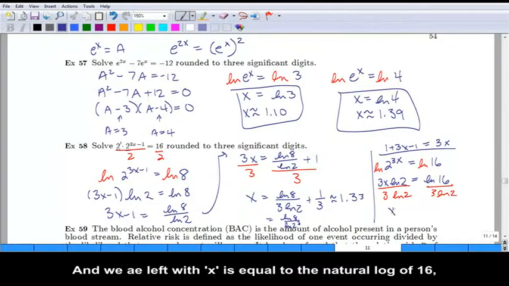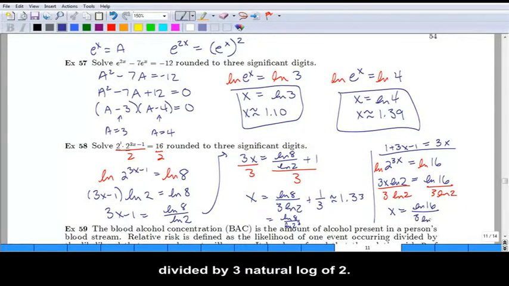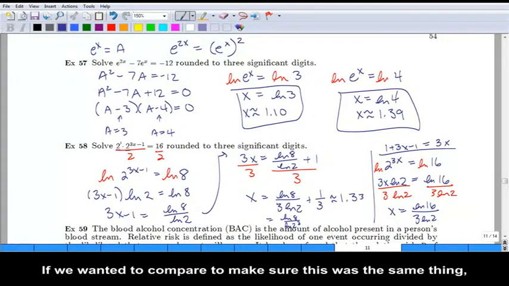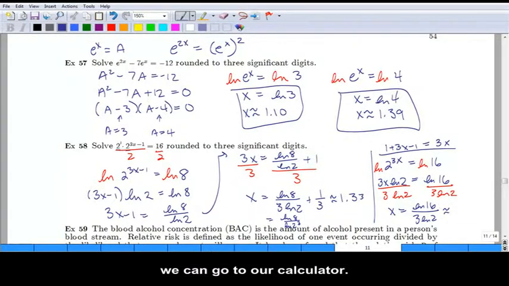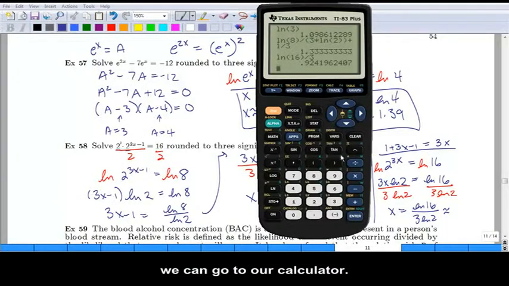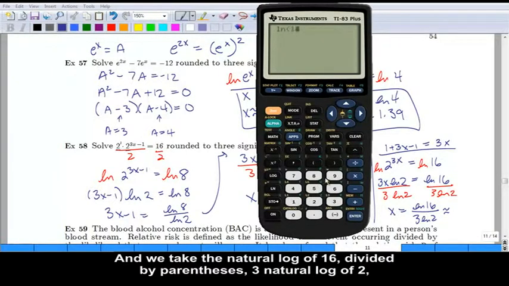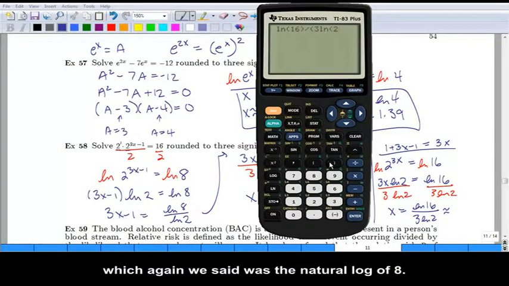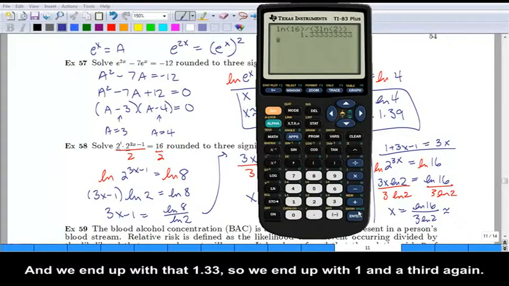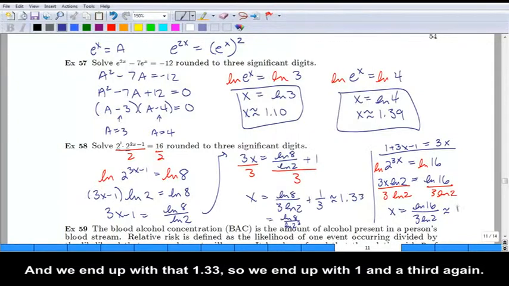And we are left with x is equal to the natural log of 16 divided by 3 natural log of 2. If we wanted to compare to make sure this was the same thing, we can go to our calculator, and we take the natural log of 16 divided by parentheses 3 natural log of 2, which again we said was the natural log of 8. And we end up with that 1.33, so we end up with 1 1/3 again.